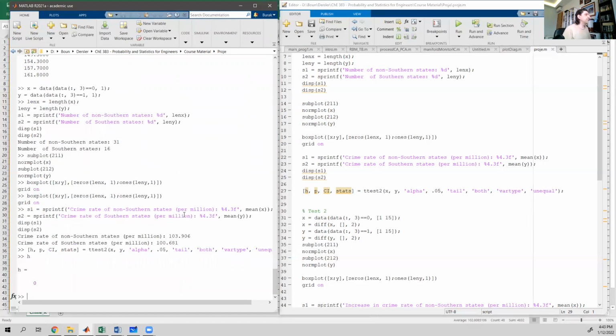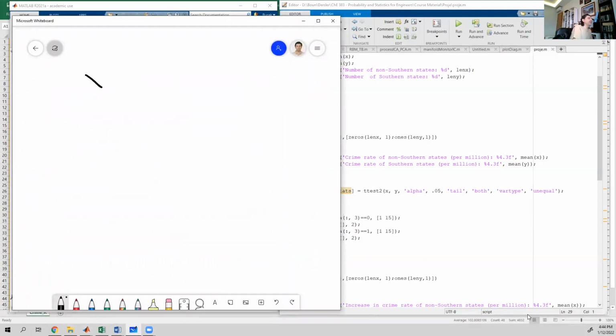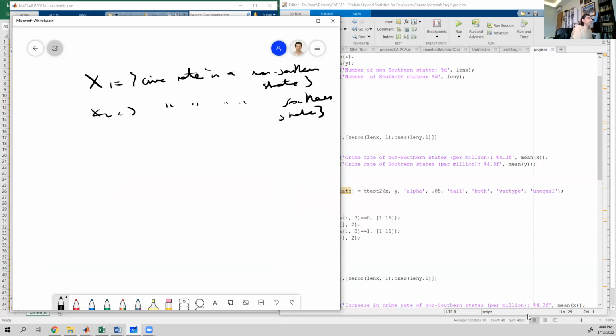Here, H is the result of the hypothesis test. Null hypothesis is not rejected. So what is the null hypothesis here? Let's see what the null hypothesis here is. If we define X1 as the crime rate in a non-southern state, and X2 as the crime rate in a southern state. Of course, this is with respect to the United States.